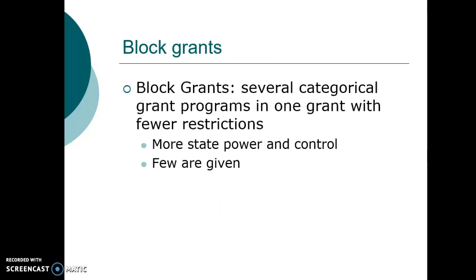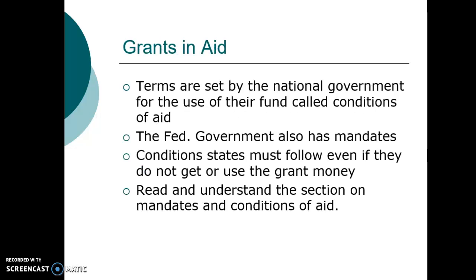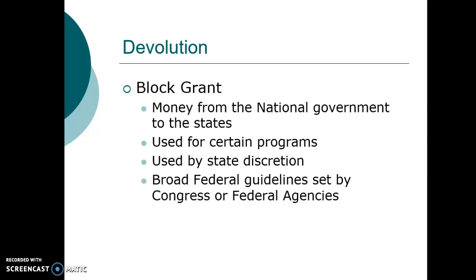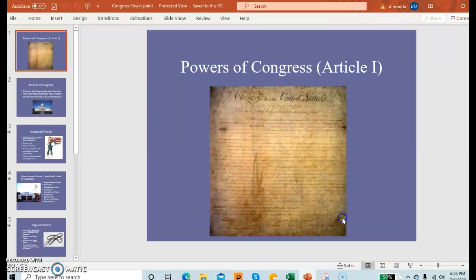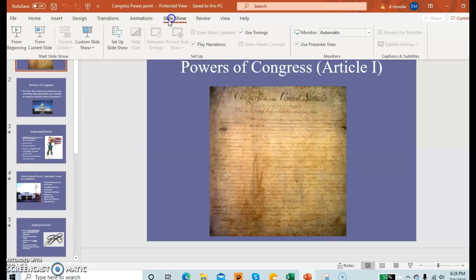Block grants, on the other hand, are the complete opposite. They allow states to do whatever they would like with the money based on the priorities at the state level. Devolution, as I'd mentioned earlier, is this process through which we allow the states to have more power over how their money or their spending priorities will be conducted.